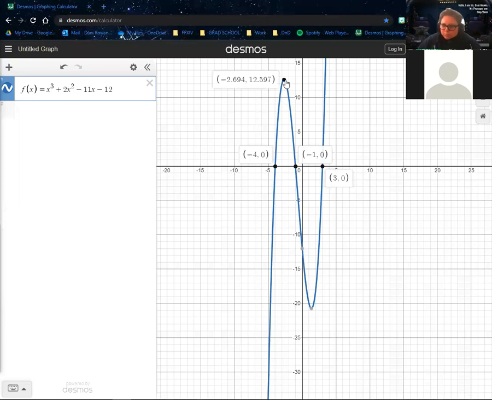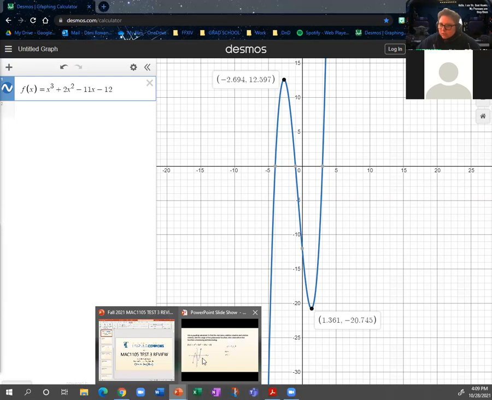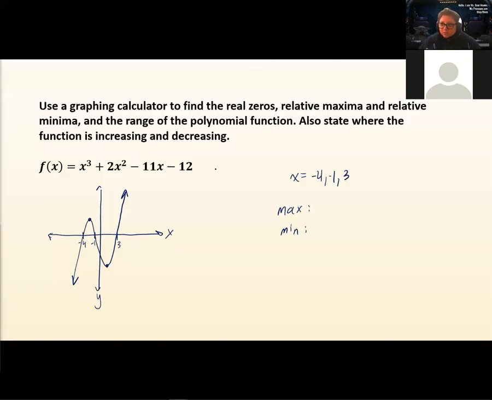Which number is our maximum? 12.597. Yeah, the y value. And let's see, it doesn't say what to round it to, so I'm going to just say it's approximately 12.6. Okay. And yes, this occurs at x equals approximately -2.7.